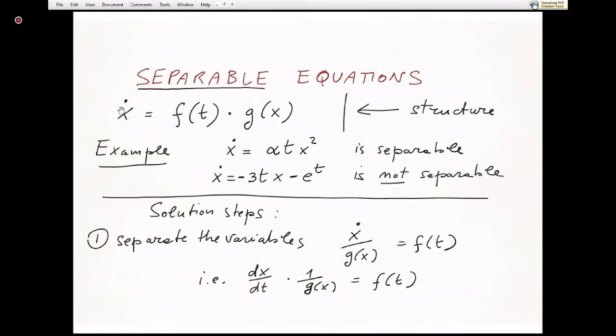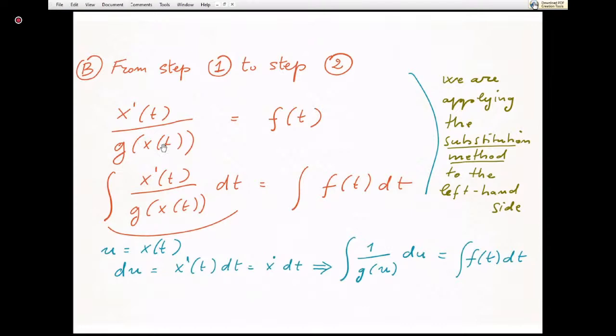Why? Because we rewrite x in terms of t, okay? So this is x dot of t, or x prime of t, the derivative of x with respect to t, divided by g of x of t, okay? Derivative of x with respect to t, divided by g of x of t. And this is f of t on the right. In fact, we are taking the integral of both sides with respect to t, okay? So this one dt, and the integral of this one dt.